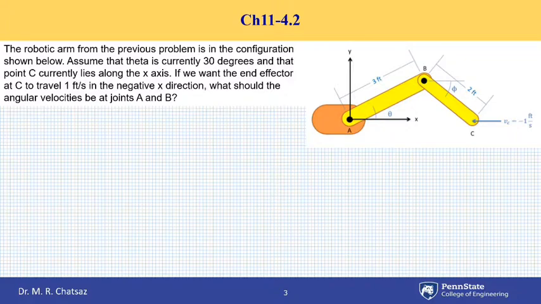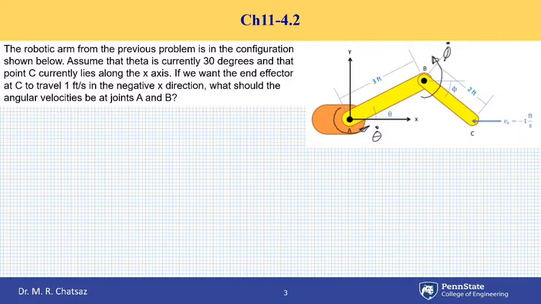Let's designate rotational speeds of these links as theta dot for link AB and phi dot for link BC. I use the Greek pronunciation phi since this is not an English character.